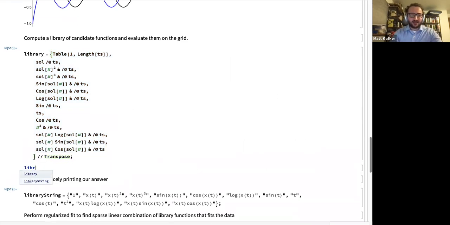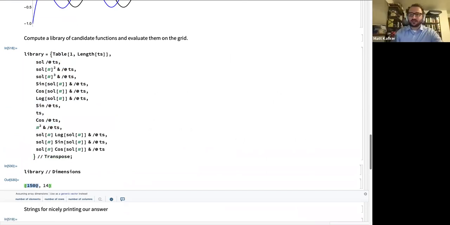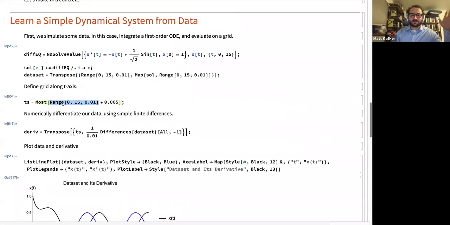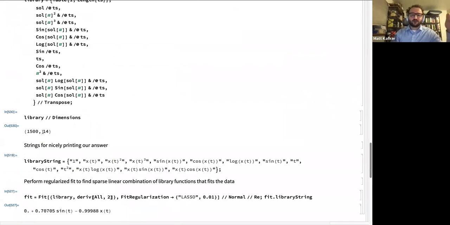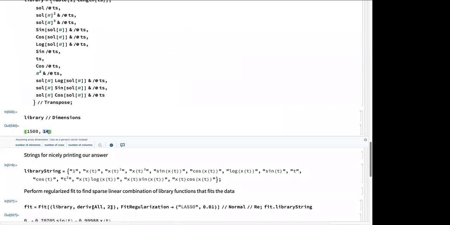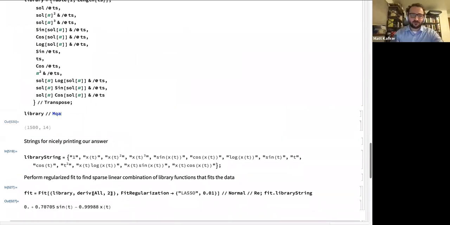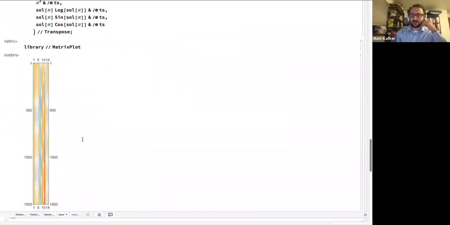So let's see. The 1500 will be the number of time steps, or the number of time points that we did this equation over, because it's range 0 to 15, with step size 0.01. And then there's 14 candidate functions, each of which is evaluated at every one of those time points. And all of that is in this library matrix. So we can do a matrix plot, so you can see what this thing looks like. Nice, that's cool.